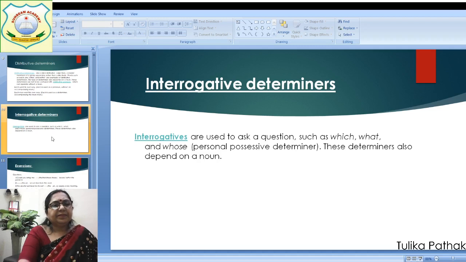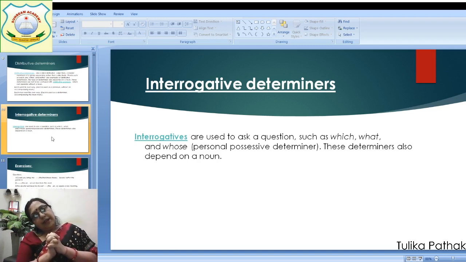Now let us come to the interrogative determiners. The interrogative determiners are used to ask a question such as which, what, and whose. Personal possessive determiners also depend on a noun. So that's it for your determiners. Hope you have understood the explanation.